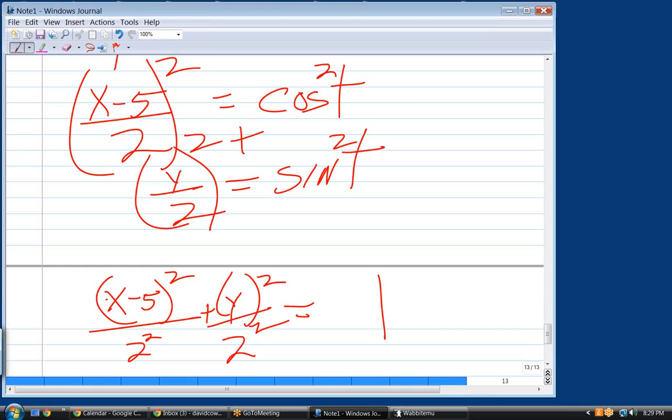What's that the equation of? Is that a circle? Because both denominators are 4, I can multiply both sides by 4, and I end up with that, and that's a circle whose center is at 5, 0, and whose radius is 2.